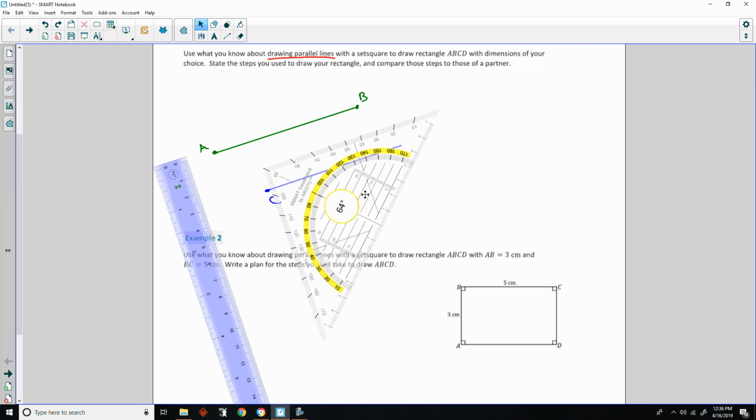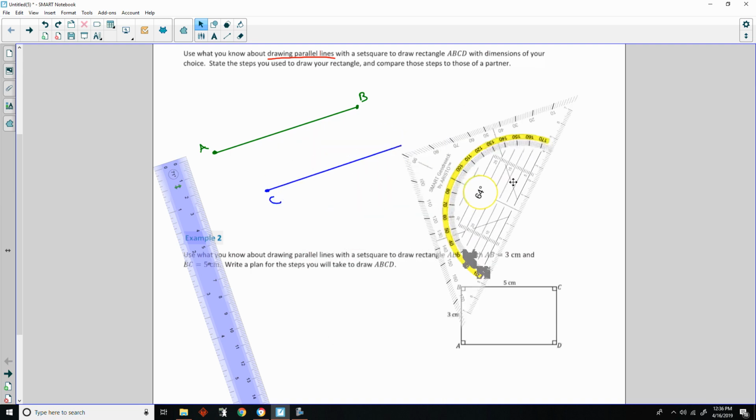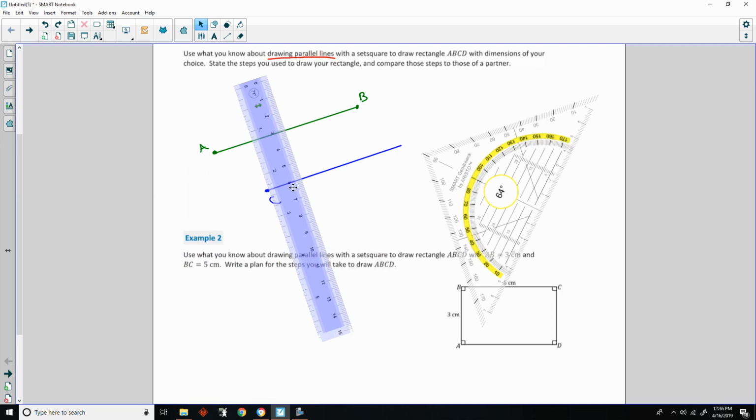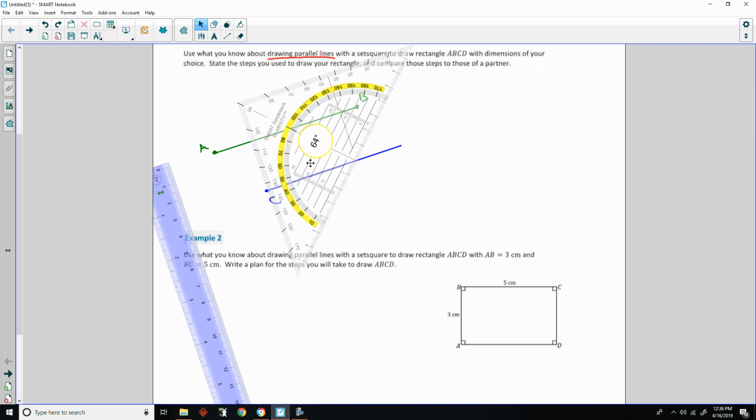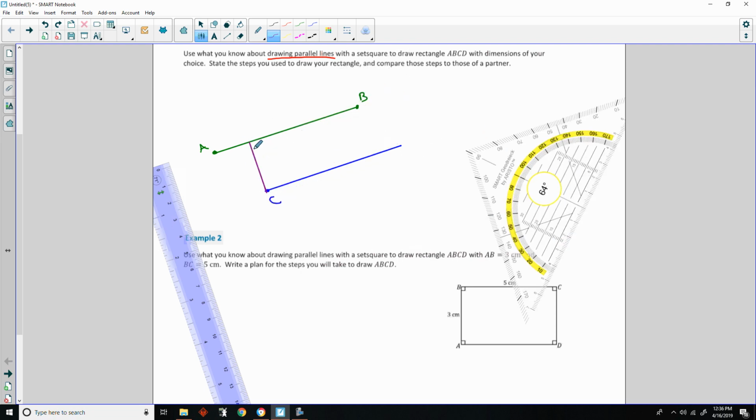So what I would do at this point is just put either my square or my ruler on here, and I need 90 degrees, so let's use the square, and I'd put it right on C, and I would draw a segment from A, line A to C, like so. So there is a line which is 90 degrees from AB and 90 degrees from the line segment that C is on.